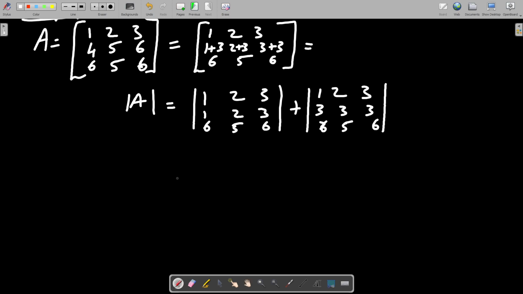Now these determinants are a little easier to calculate compared to the previous one. This determinant becomes 0. Why? Because two rows are same. Now only this determinant we have to calculate. This determinant is 0 because two rows are exactly same.